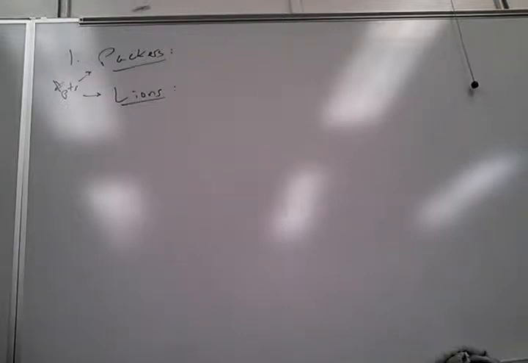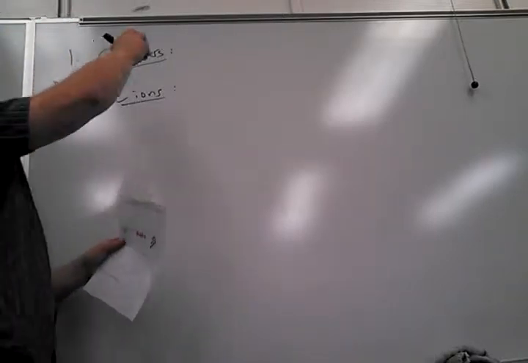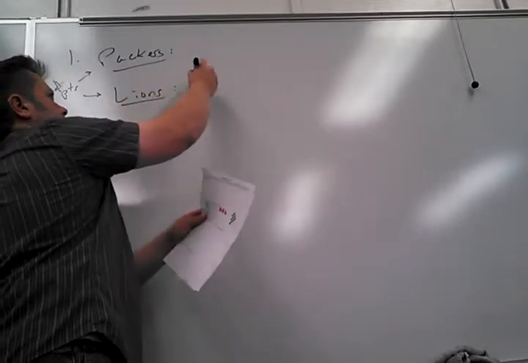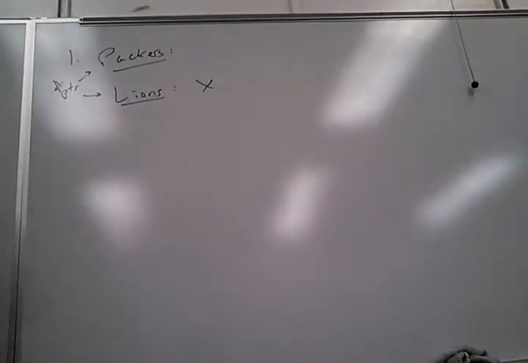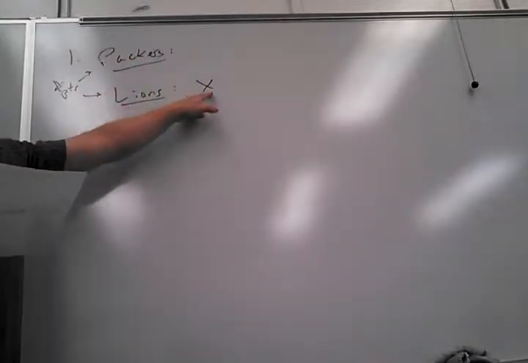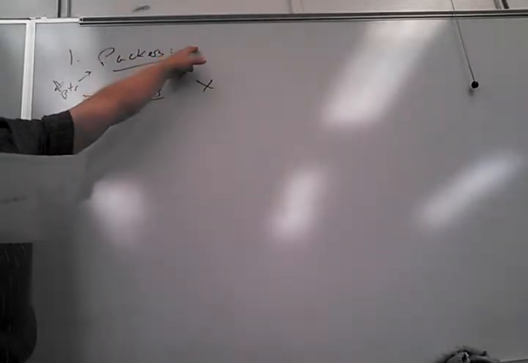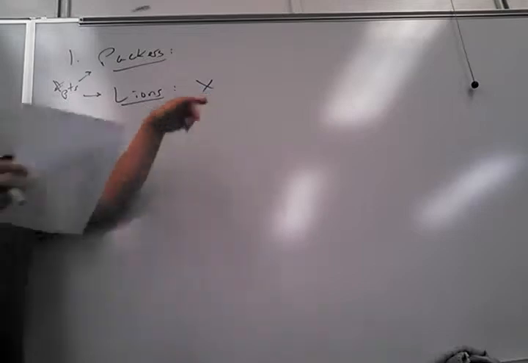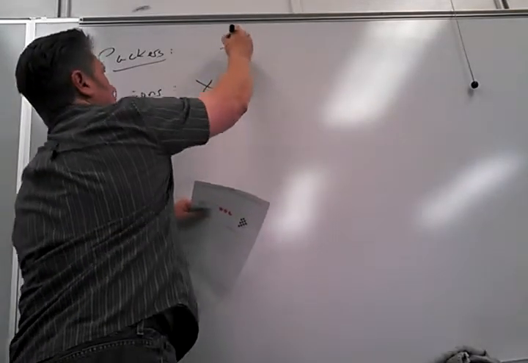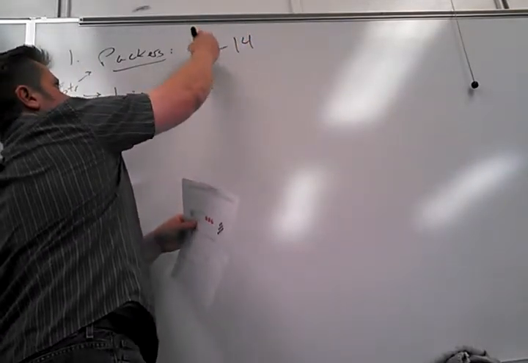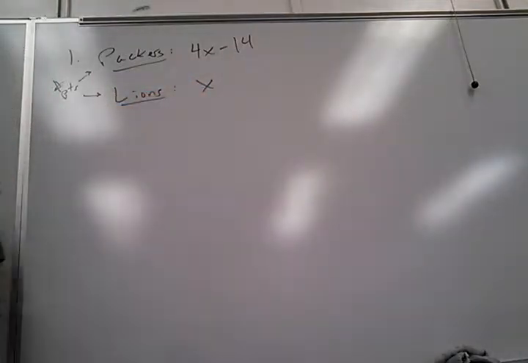4x minus 14. Not there yet, but we're almost there. So you guys said the Lions are X. I love it. Because the Packers depend on them. And now that I know that these guys are X, I can write 14 less than 4 times this. So 14 less than 4 times that. So if you got 14 minus 4x, you'll have teams scoring negative points. Which some teams it seems like they do, but nobody's that bad.